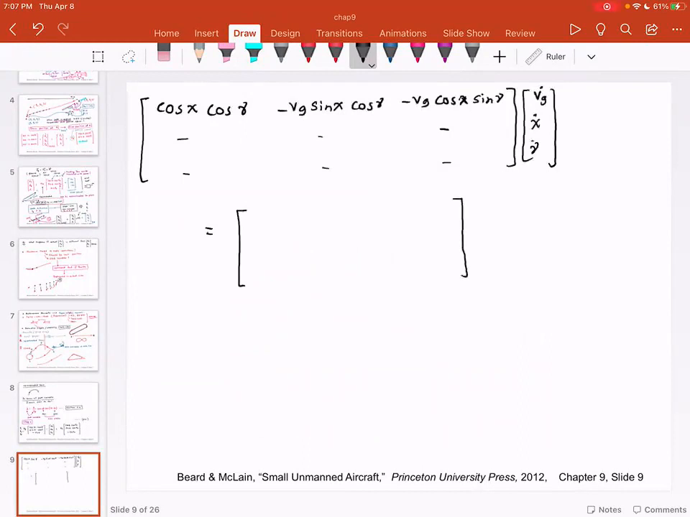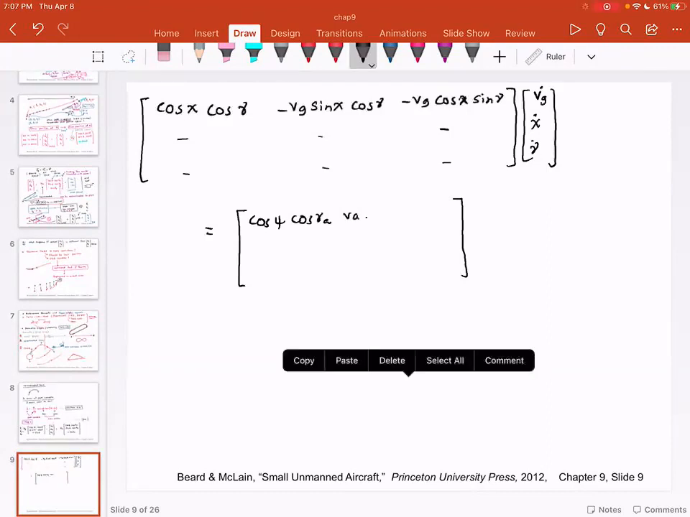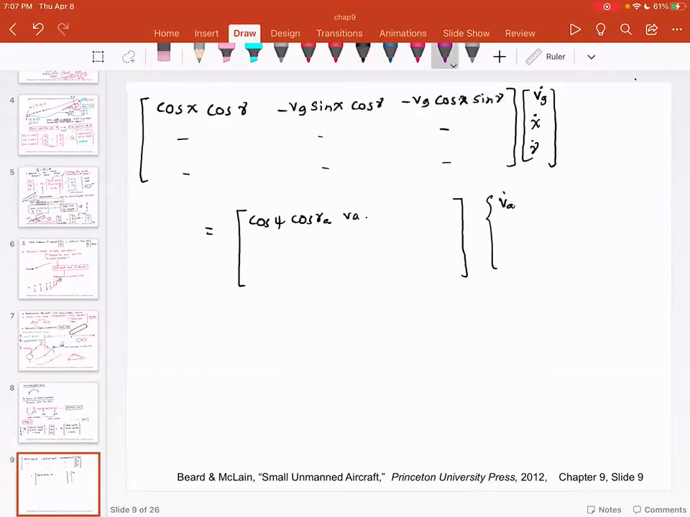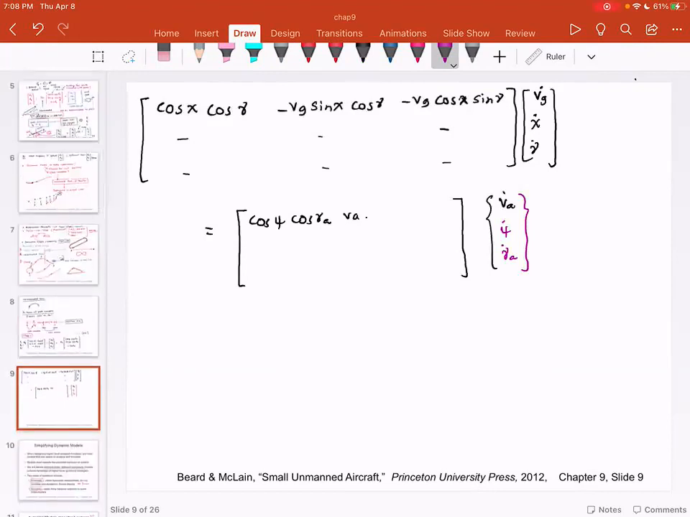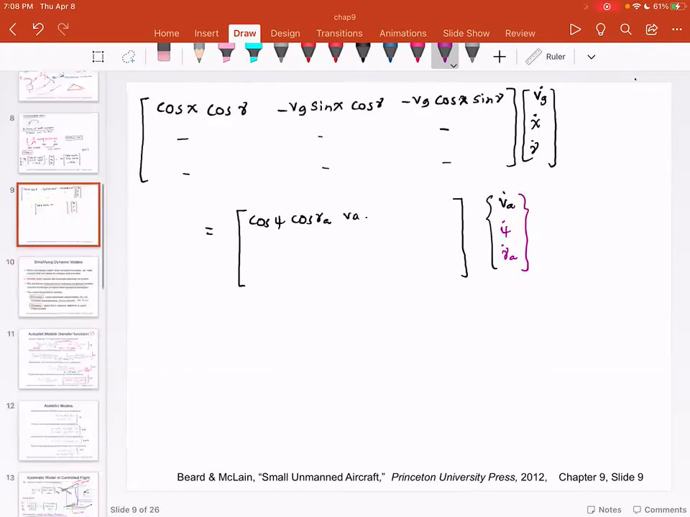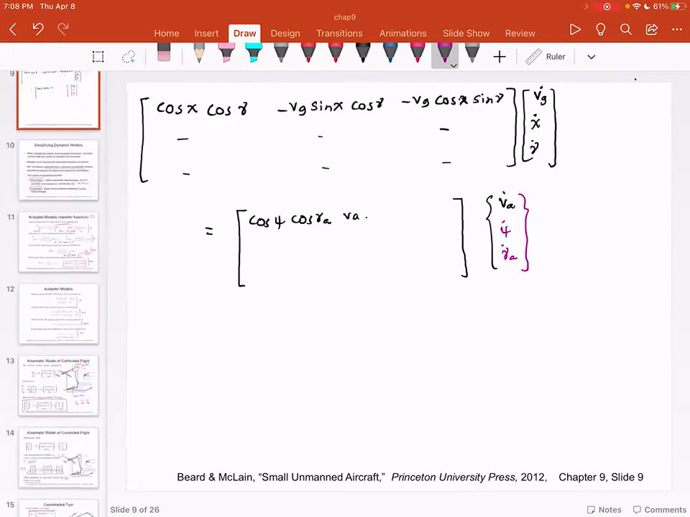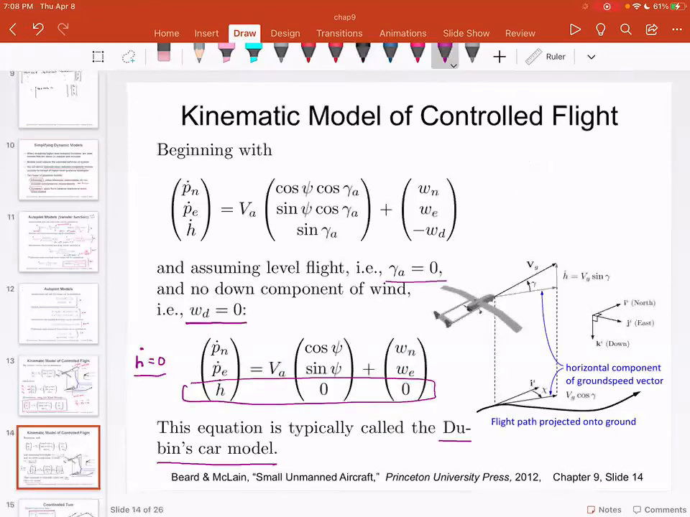Again, the matrix equation, but it will involve cosine psi, cosine gamma A, which is actual, VA, multiplied by VA dot, psi dot and gamma A dot. And as we know, gamma A can be replaced in terms of the pitch angle. And I will show you this equation in just a minute.